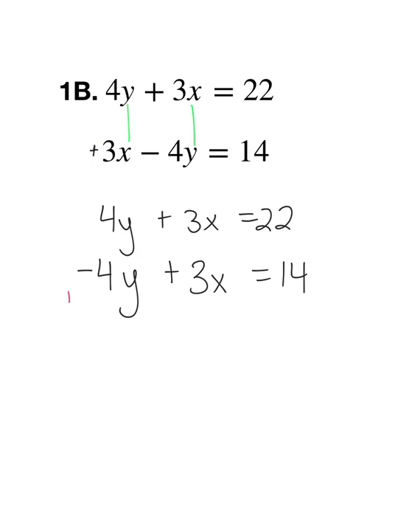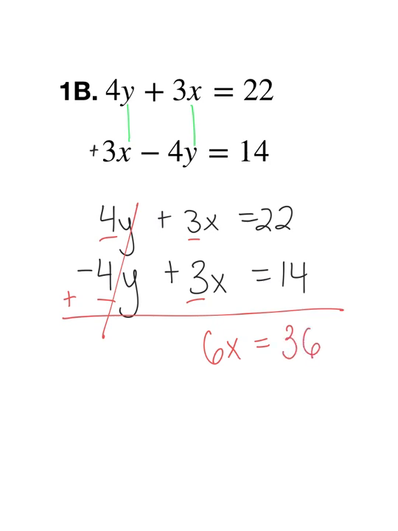Now, when I go to add these together, it's going to cancel out these because they have opposite signs and give us a 6x here. So pay close attention to the sign in front of the coefficient of the number. So the coefficient is the 3 or the 4 or negative 4. So I'm adding these together, which will give me 36. Divide by 6 and x would equal 6.